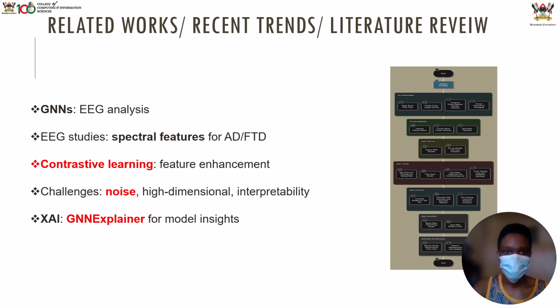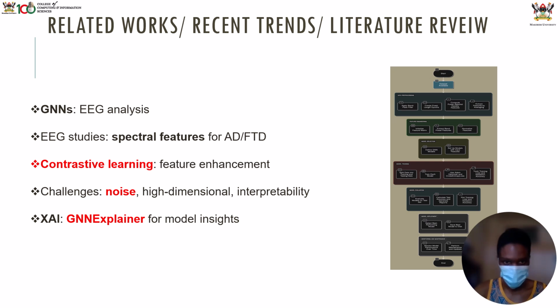So in the EEG studies, we are using spectral features. These features are what we use specifically to detect the disease. Then we are using contrastive learning. This helps in the feature enhancement, so as to know exactly the features in question, the features that we need to be able to analyze a person.